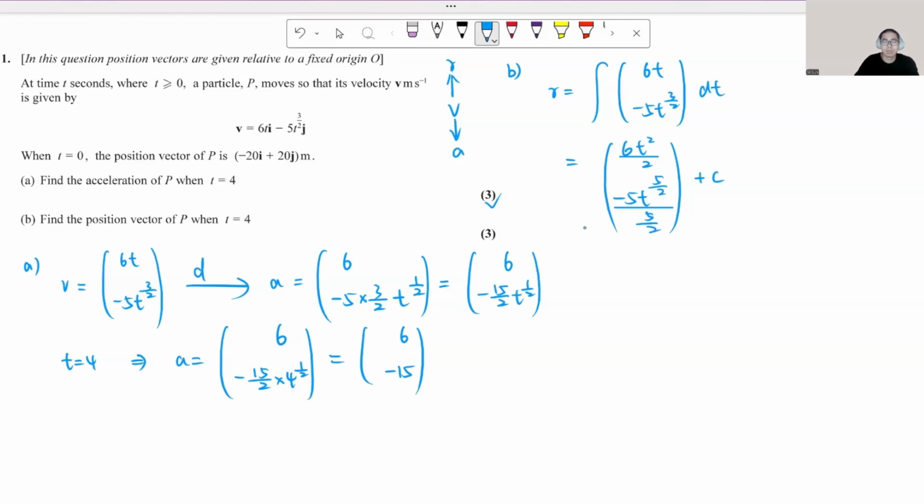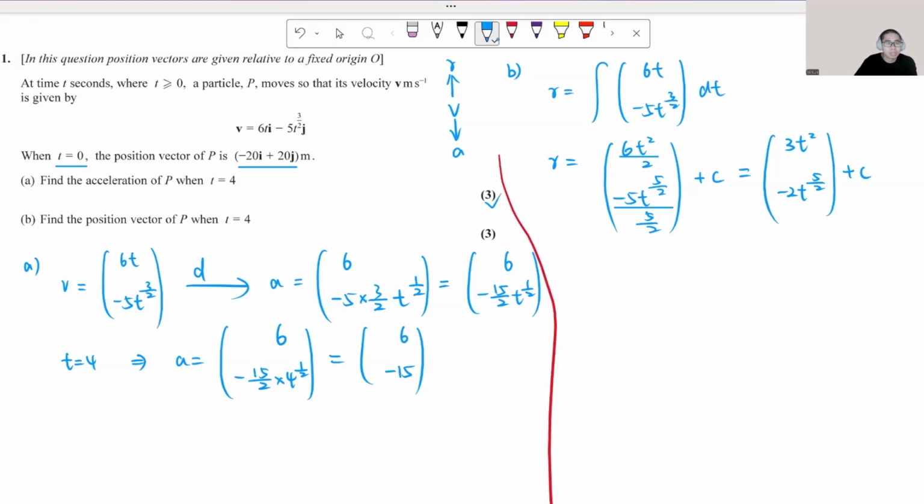Then we simplify this. 6 divided by 2 is 3, so 3t squared. And then negative 5 divided by 5 over 2 gives us just negative 2. So it'll be negative 2t to the power 5 over 2, and then plus c. And it says when t equals 0, the position vector of P is negative 20i plus 20j. So that's what we need to use to work out the value of constant c. Let me just make some space. Okay, so now substitute that in.